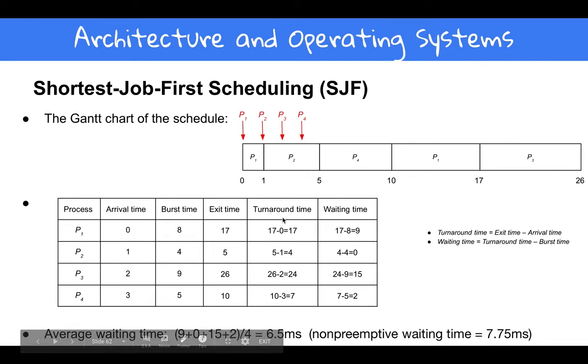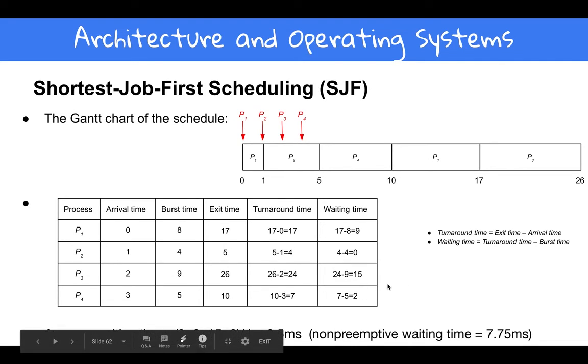What are the turnaround times? Just subtract their arrival time. So if you subtract them, 17 minus 0, 17, 5 minus 1, 4, 26 minus 2, 24, and the last one, 7. Waiting time, subtract their burst time. Minus 8, minus 4, and the rest. So you can get the waiting time here, 9, 0, 15 and 2. What is the average? Add all of them. 9 plus 0 plus 15 plus 2 divided by 4 is 6.5.